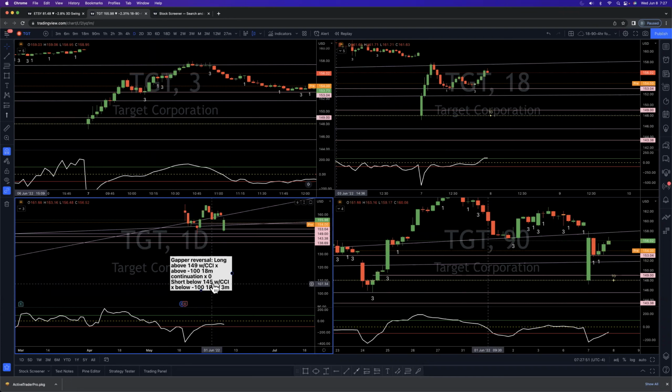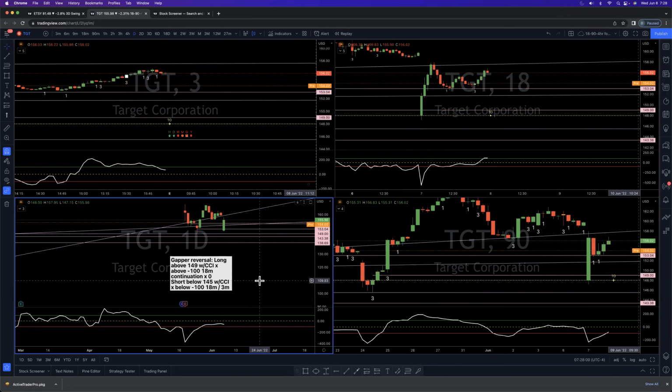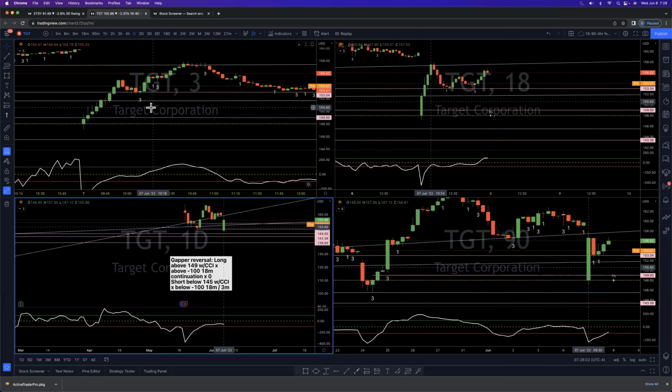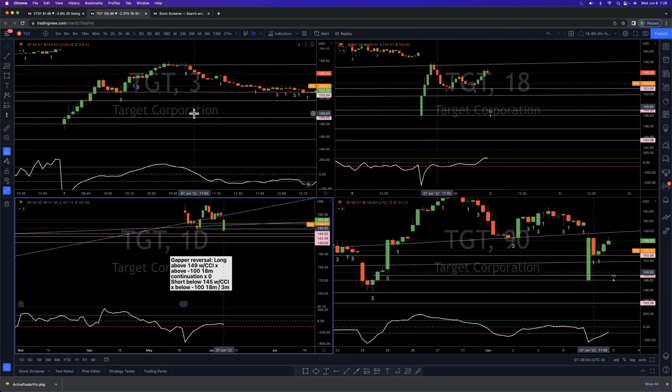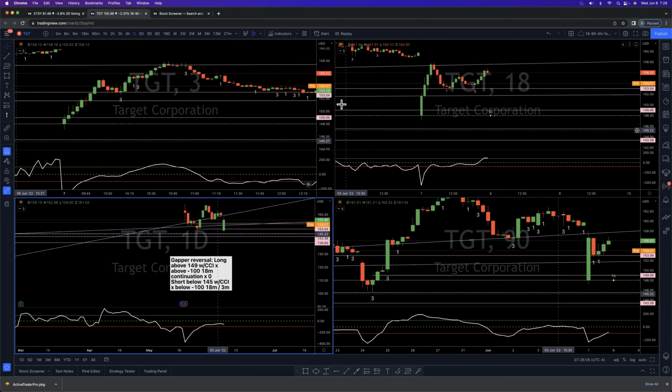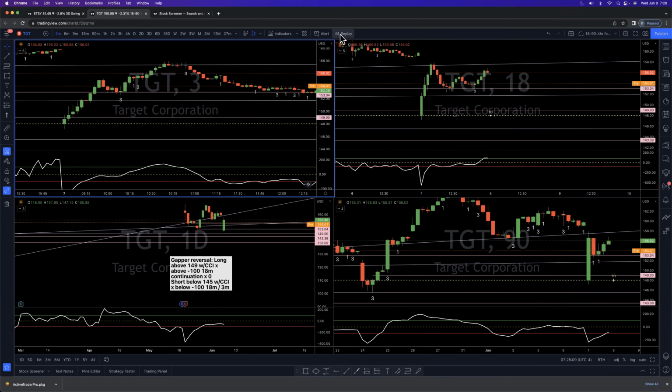And then we wanted to go short below 145. That never happened, right? We wanted to go short below this range here, and that didn't happen. So now you have to think about it, right? You have the open. I'm going to replay this, guys, and we're just going to talk through it.